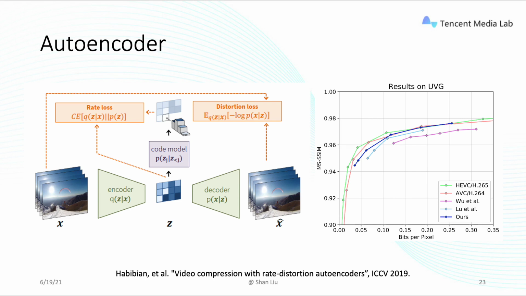Finally, I'd like to mention an autoencoder approach presented in ICCV 2019. This paper presented a deep model for lossy video compression, which consists of a three-dimensional autoencoder with a discrete latent space and an autoregressive prior used for encoding. Experimental results from the paper also showed that in the high bit rate range, the proposed method can achieve MS-SSIM score close to H.264 and H.265.